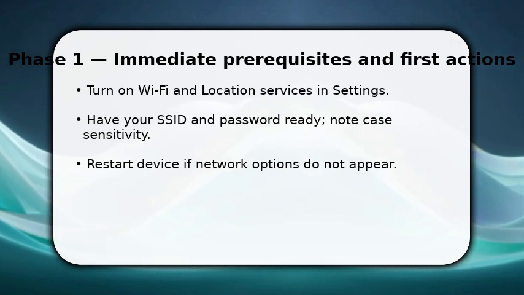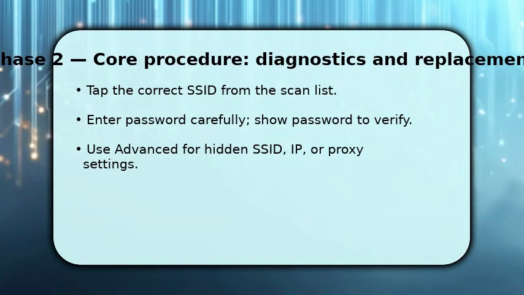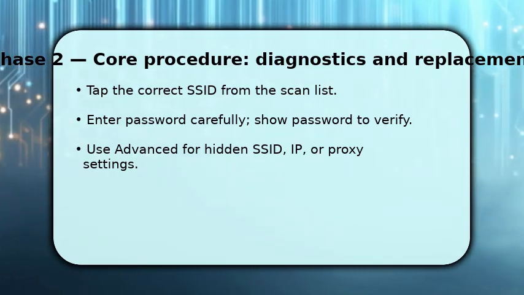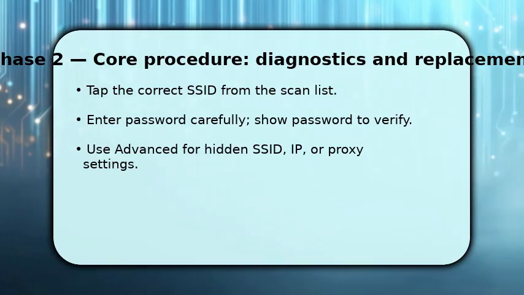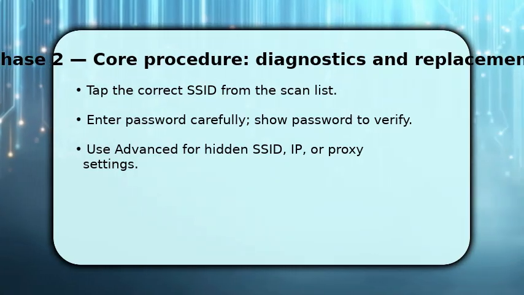You now pick the right SSID from the list and tap it. Accuracy matters because similar names exist. When the prompt appears, type the password slowly and use the show option to confirm characters. Once entered, press connect and watch the status message, authenticating, obtaining IP.